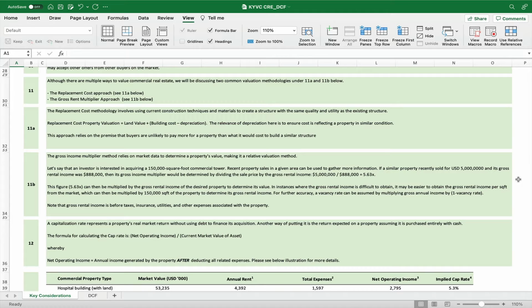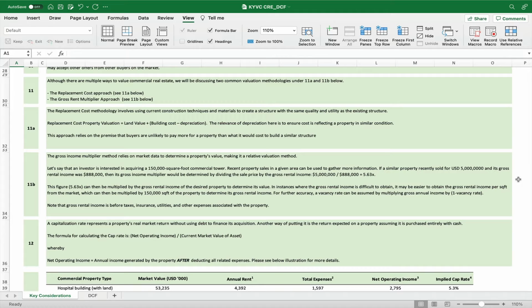And the depreciation is simply a calculation to ensure that the comparison is apples to apples. So the replacement cost for a 20-year-old facility should reflect the depreciation of a 20-year-old facility. So the relevance of depreciation here is to ensure costs are reflective of properties in similar conditions. And the idea here is that buyers are unlikely to pay more for a property than what it would cost to build a similar structure. But this is one of the methodologies that investors look at.